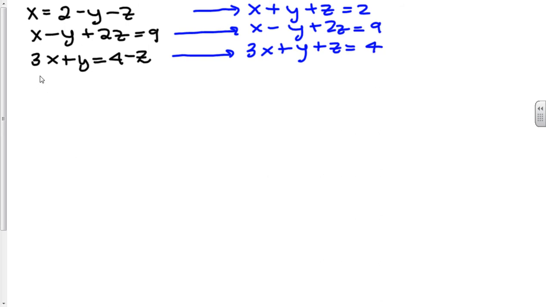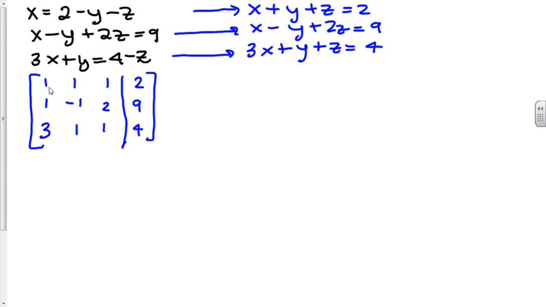Now let's make our augmented matrix. Our augmented matrix, we list all the coefficients for x, 1, 1, 3. List the coefficients for y. 1, negative 1, 1. List the coefficients for z. 1, 2, 1. My separator line. And we list the constants. 2, 9, 4.